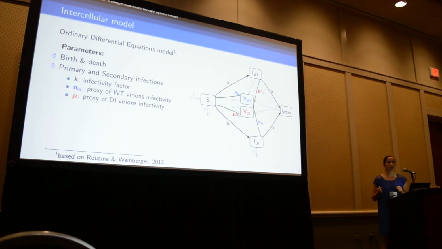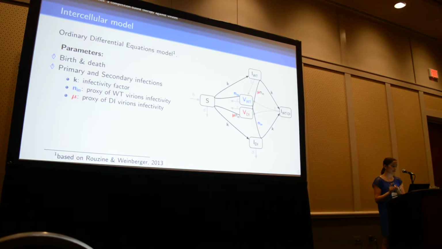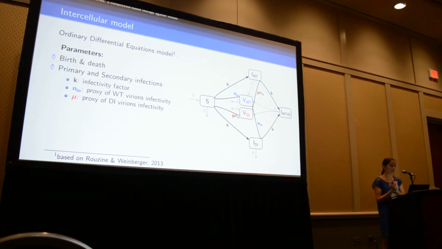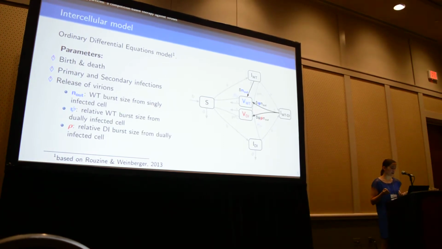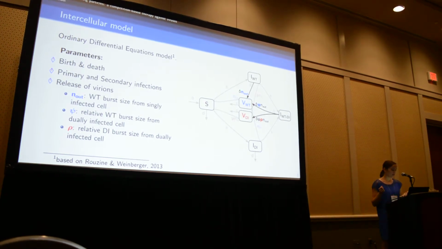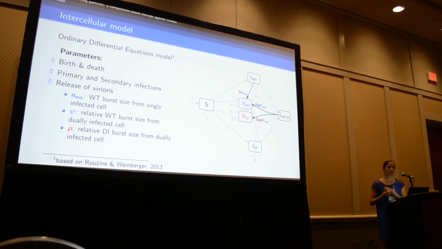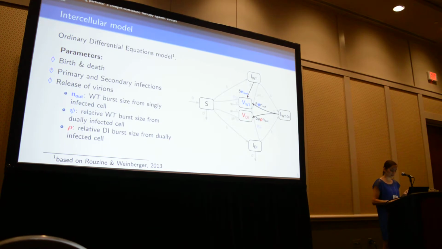For the primary and secondary infections, we have an infectivity factor K, a parameter representative of the infectivity of the Y-type variance, and then another one representative of the infectivity of the DI variance, which is mu. And finally, we have parameters for the release of variance at cell lysis. So we have the Y-type burst size from single infected cells, and then the Y-type and DI burst sizes from dually infected cells that are C and Rho.